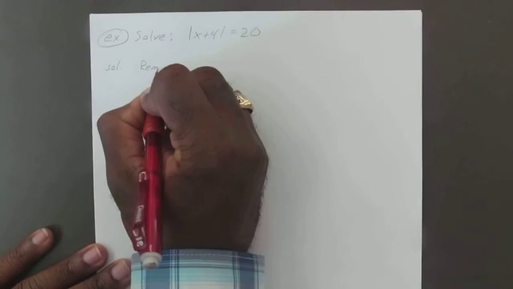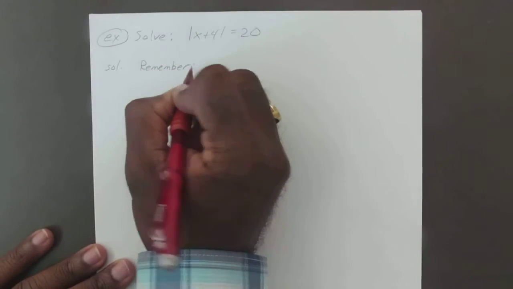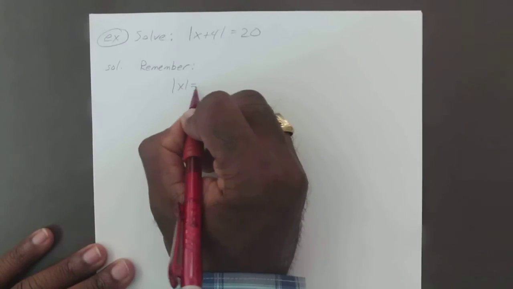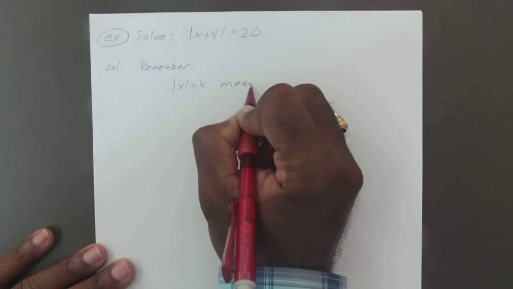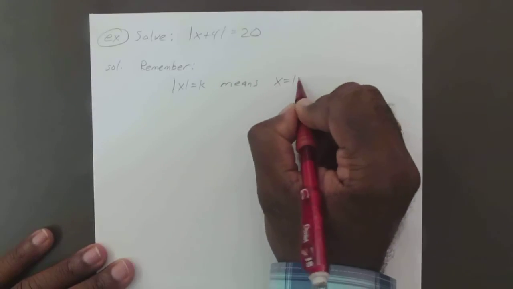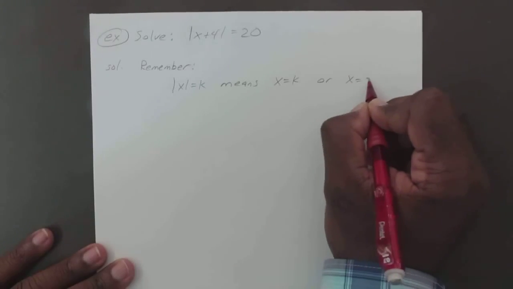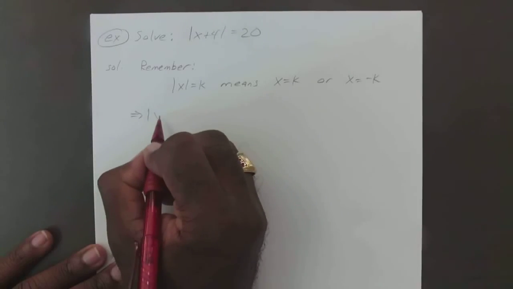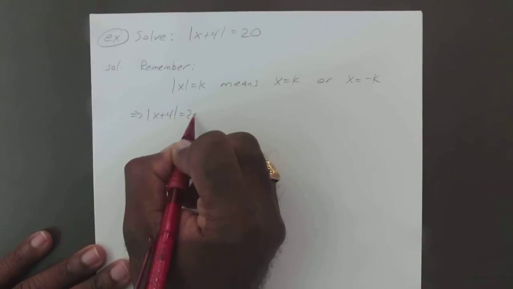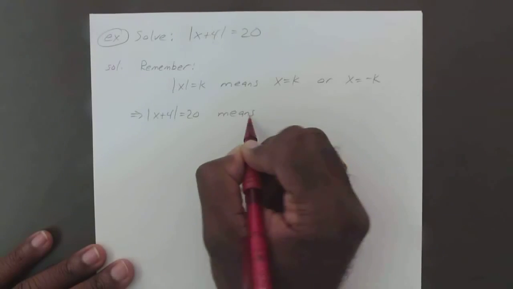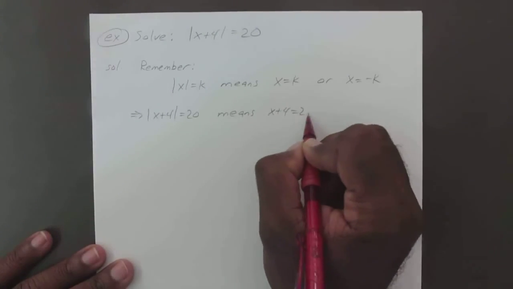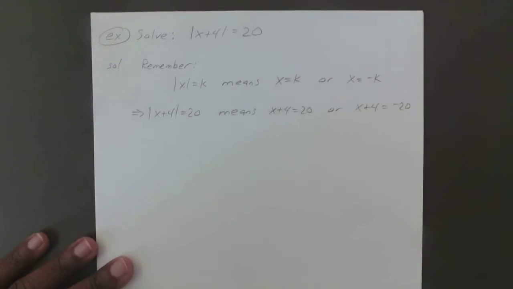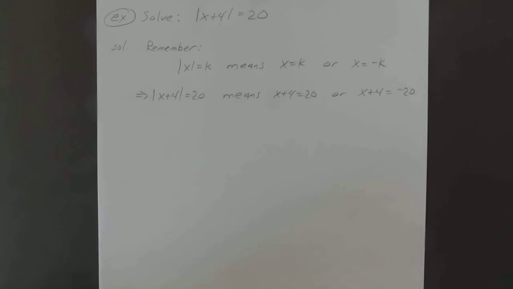So we just want to remember that when you see that equal sign, the absolute value of x equals k means that x can equal k or x can equal negative k. So just applying that, absolute value of x plus 4 equals 20 means x plus 4 can equal 20, or x plus 4 can equal negative 20. We just go ahead and solve for both.